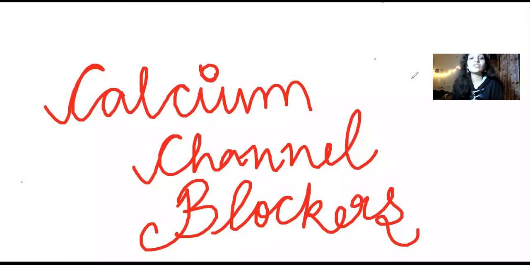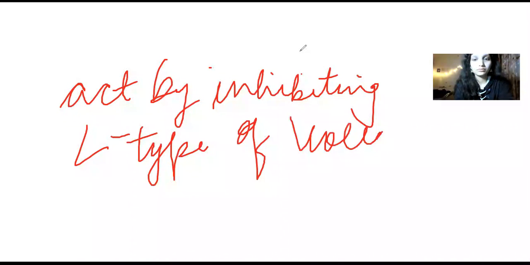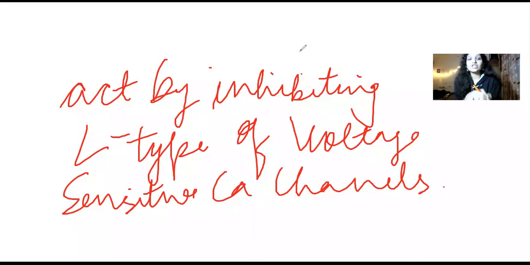So today we are going to cover calcium channel blockers. We'll cover this topic in three parts. Firstly, we'll discuss what they are. Then we'll talk about subclasses of CCBs, and then we'll talk about actions of calcium channel blockers in detail. Calcium channel blockers act by inhibiting L-type voltage-sensitive calcium channels that are present in the heart and smooth muscle. That means they show action in the heart and smooth muscle by inhibiting these voltage-sensitive calcium channels.